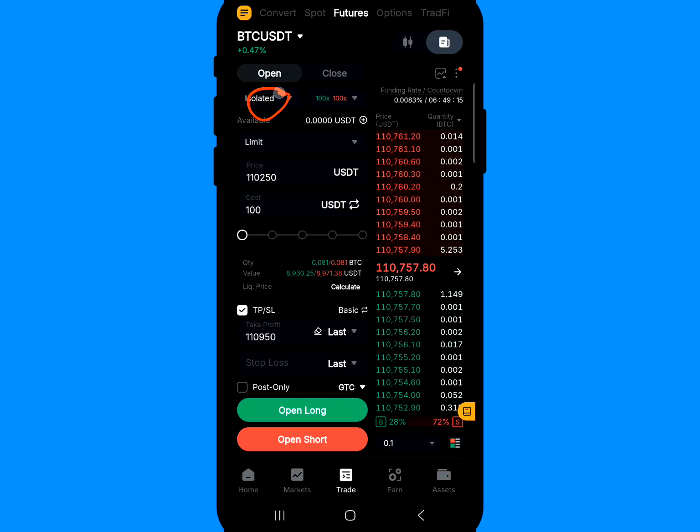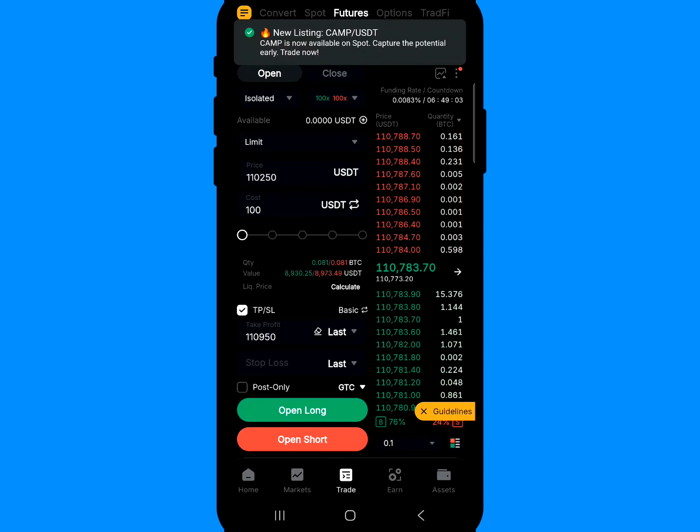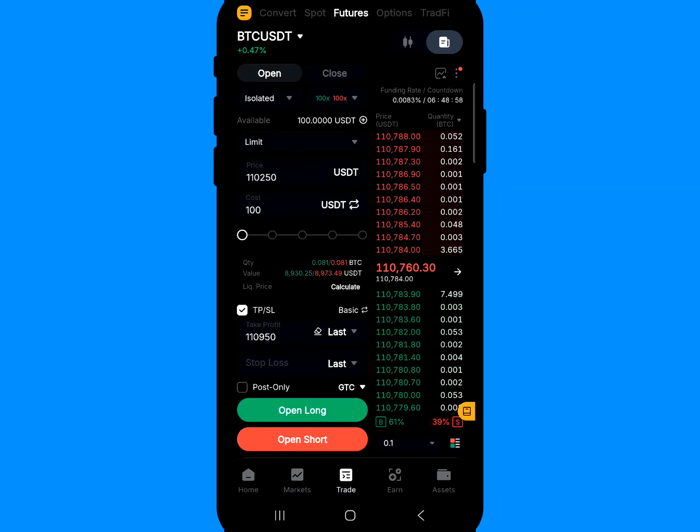This is isolated. Isolated means I want to use only part of my capital. Don't forget, I have just $100 capital on my futures trading account, which is Unified Trading. So let's say I just want to use $10 out of my $100. The remaining $90 will be safe on my account. Even if I lose that particular $10, it will not affect the $90 that I have.